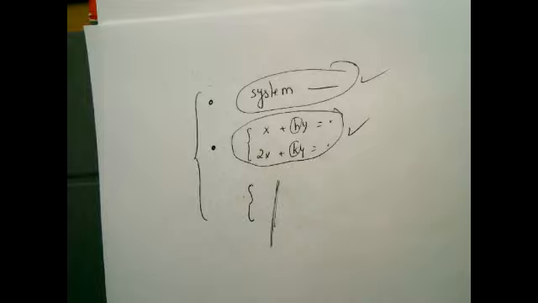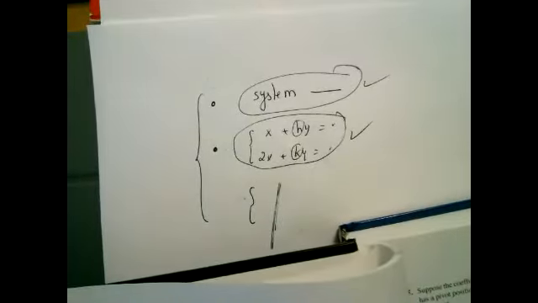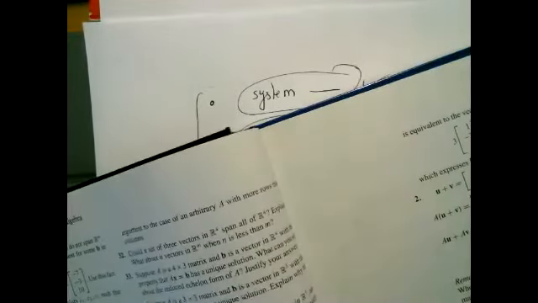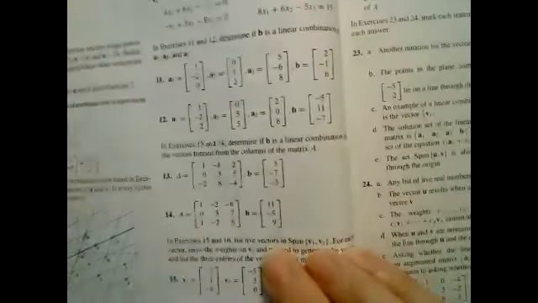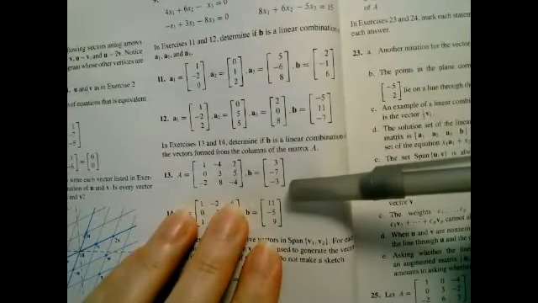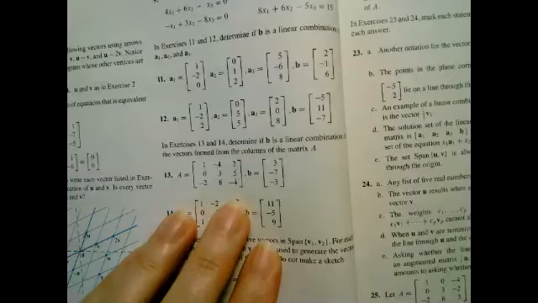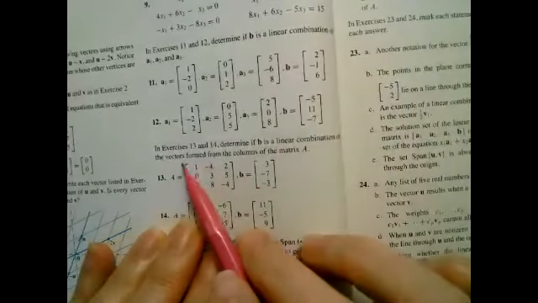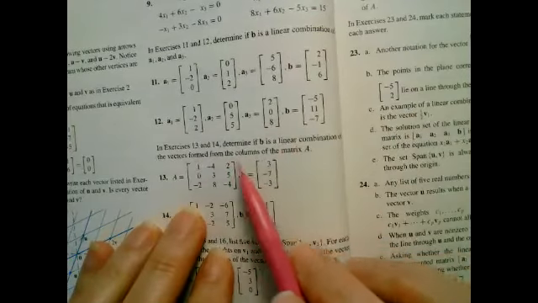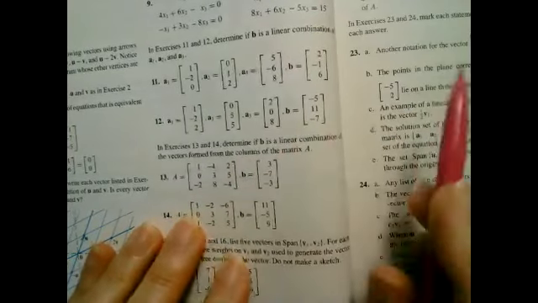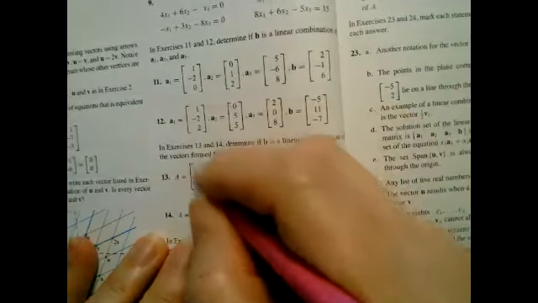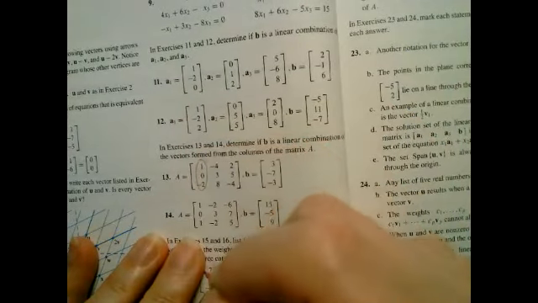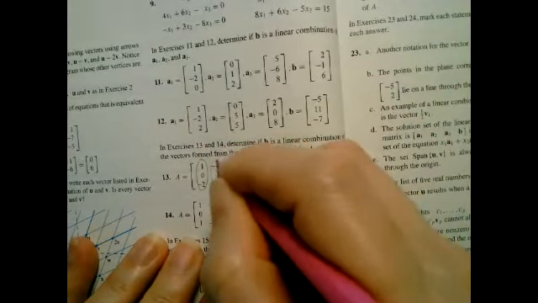My apologies. Give me a second. I'm trying to refer to the problem I've assigned, because sometimes I forget. Are you talking about a question like this? Yes. Oh, that's not hard. Here they mean determine if B is a linear combination of the vectors formed from the columns of the matrix A. You should have asked these questions in class. That's why these are the columns. This one, and that one.